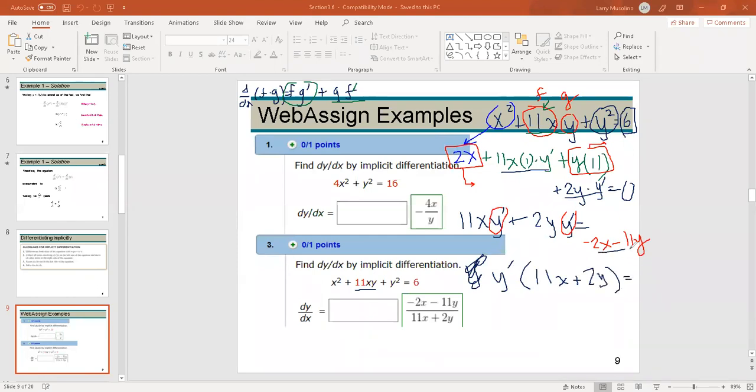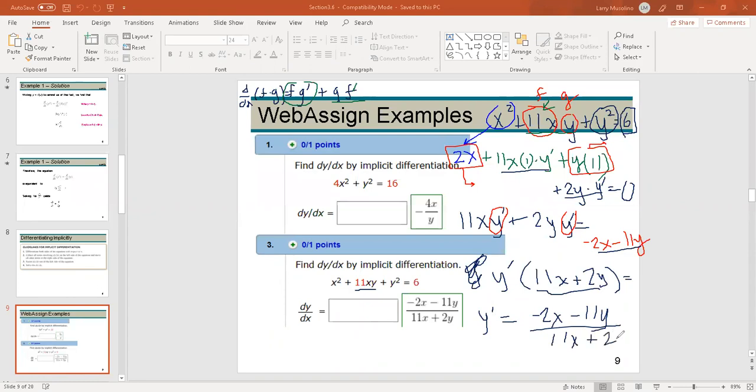Equals negative 2x minus 11y. Last step, if I want to get y prime by itself, I'm going to divide both sides of this equation by this quantity in the parentheses. If I divide both sides by that quantity in the parentheses, I end up with negative 2x minus 11y over 11x plus 2y.